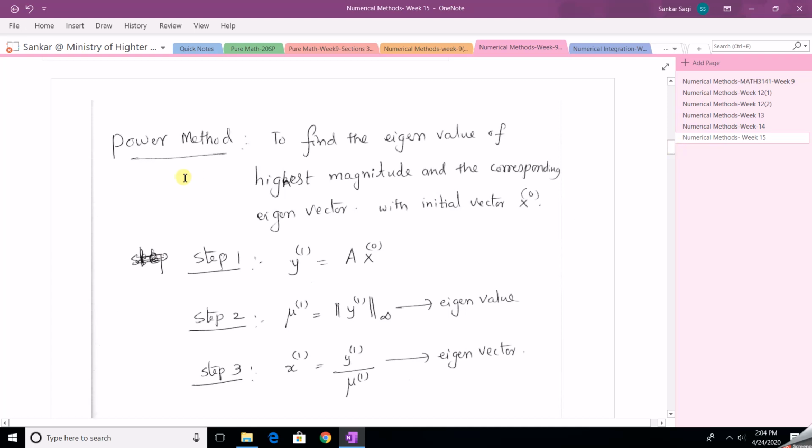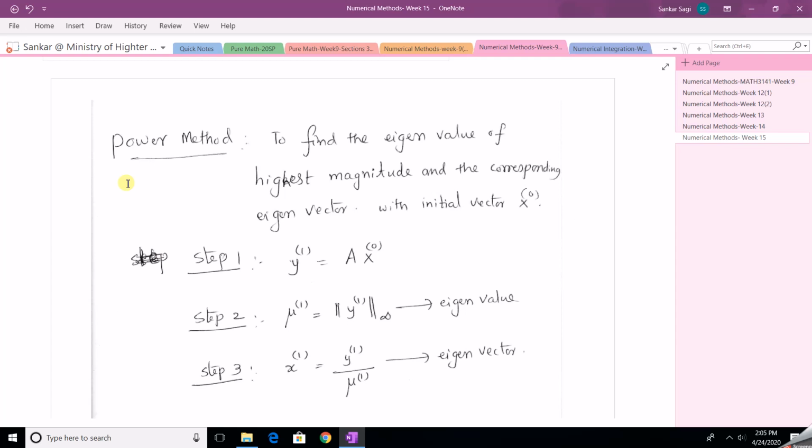Now let us go to this method. This is called the power method. This is to find the eigenvalue of highest magnitude and the corresponding eigenvector. So for a matrix, there may be more than one eigenvalue and more than one eigenvector. If the order of the matrix is more than one, that is, if it is a 2 by 2 matrix, there will be 2 eigenvalues, 2 eigenvectors. If it is a 3 by 3 matrix, 3 eigenvalues and 3 eigenvectors.